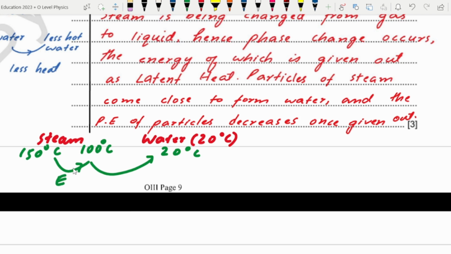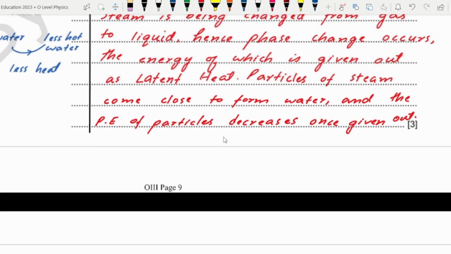Because first, your steam cools down to 100 degrees Celsius, and you get the heat energy released due to the temperature change. Then when it reaches 100 degrees Celsius, even for simplicity, if we say the steam was at 100 degrees Celsius, then from gas it has to first be converted into liquid. So there would be heat energy released due to phase change, which we call latent heat. And then there would be heat energy released due to temperature change, once its temperature decreases from 100 to 20 degrees Celsius. So how do you write down this one as the answer?